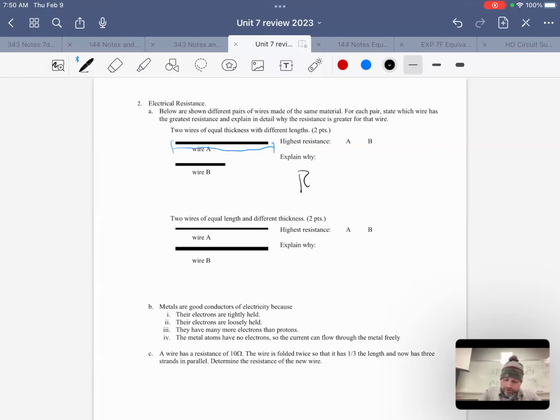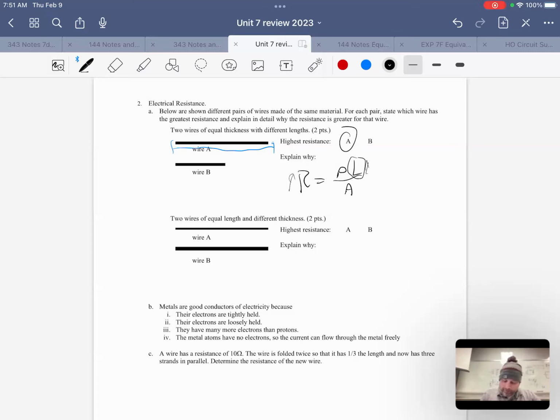So resistance is the resistivity times the length divided by the area. And we'll be looking at that a good bit. So this particular one, the length is bigger, which is going to make a higher resistance there. So the longer it is, the more resistance it has, right? Length goes up, resistance goes up.